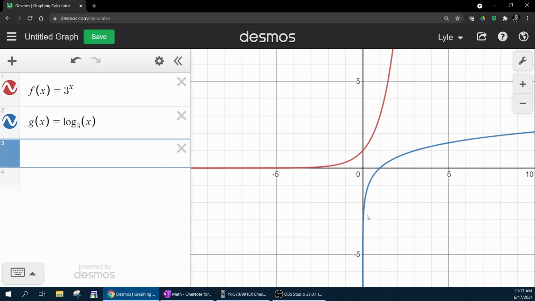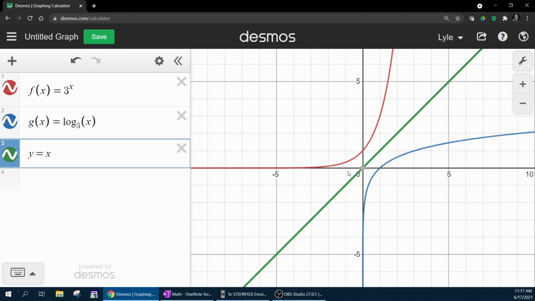You're going to see that this blue graph is the log graph. Remember when we talked about inverse functions, we said that any graph and its inverse will be symmetric about the line y equals x. And do you see the reflective symmetry? That if I take the red graph and fold it across the green line, it would lay on top of the blue graph. So that does indicate that these functions are inverses.